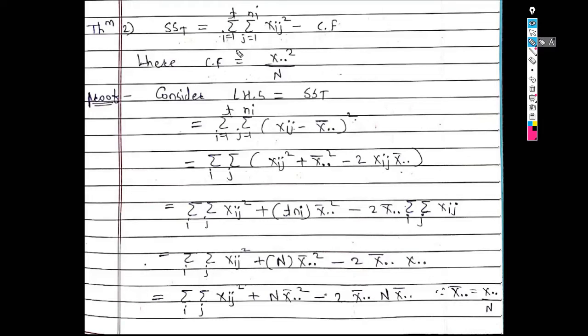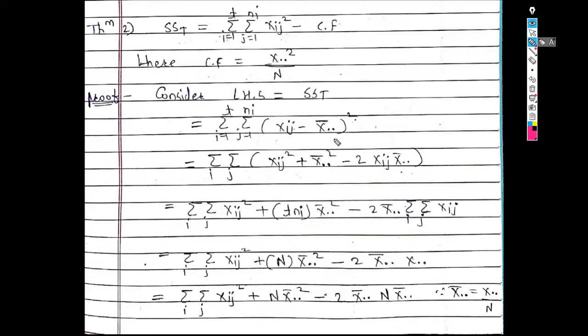Now we will discuss one simple formula for the total sum of squares. In the previous lecture we have already discussed the definition of sum of squares due to total. Sum of squares due to total is the sum of squares of the difference between the jth observation due to the ith treatment minus the grand mean. But when we solve an example based on completely randomized design and want to find the total sum of squares, it is difficult to use this formula.